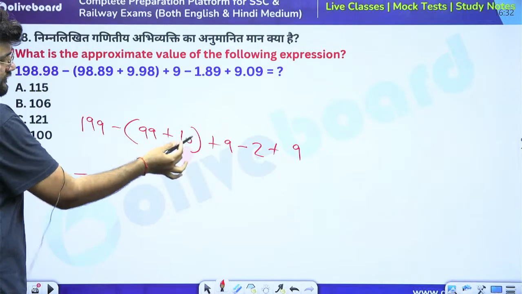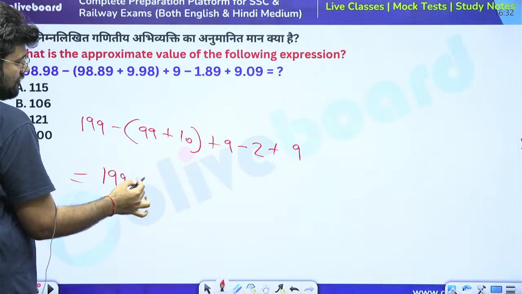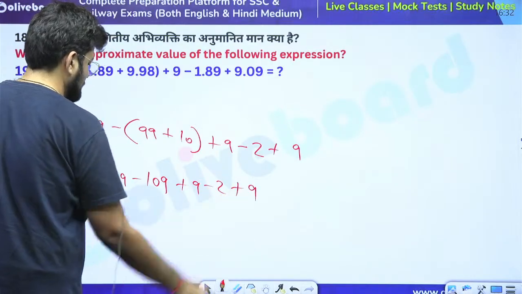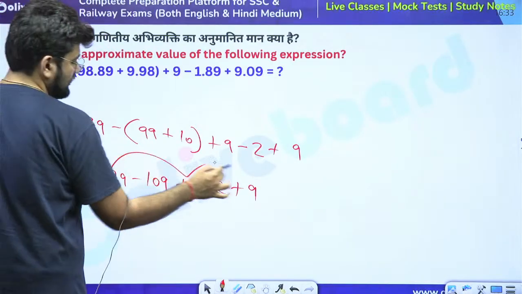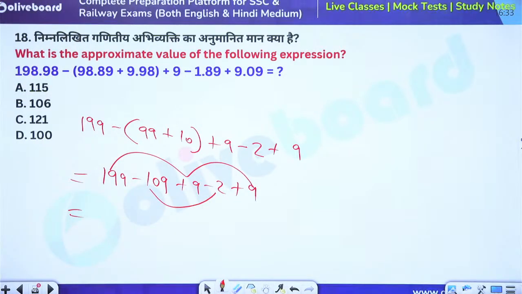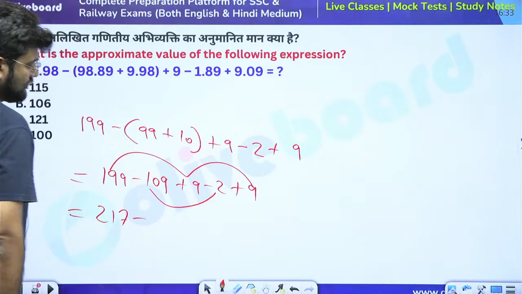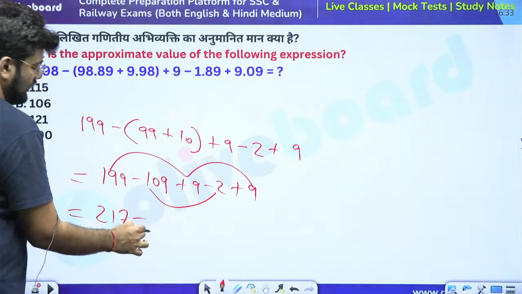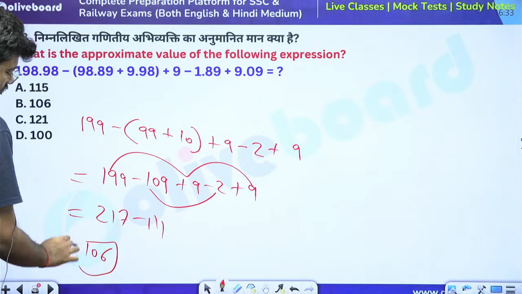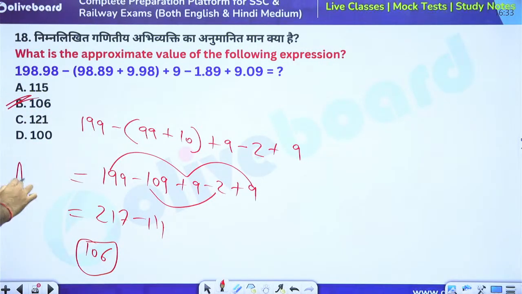So 99 plus 10 is 109. So 199 minus 109 plus 9 minus 2 plus 9. So add these 3 and add these 2. 199, 9 plus 9, 18. 209, 217, right? 109, 111. So this is 601, 106. Option B.